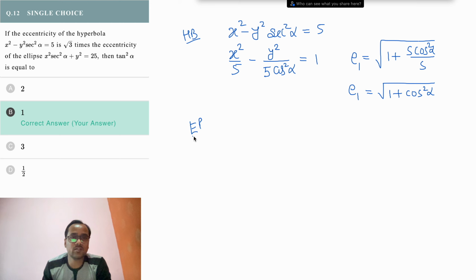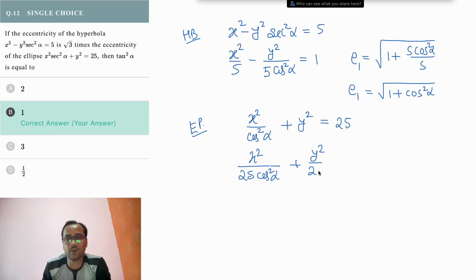Now what is the ellipse? x square upon cos square alpha plus y square is equal to 25. Just divide by 25, and we get x square upon 25 cos square alpha plus y square upon 25 is equal to 1. So from here the eccentricity will be E2, let's say, square root of 1 plus, see here the denominator of x square is 25 cos square alpha and the y square denominator is 25.